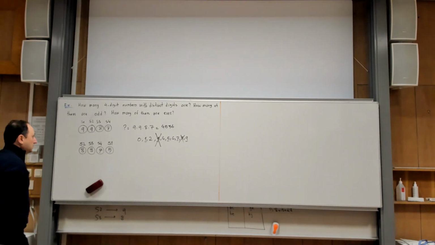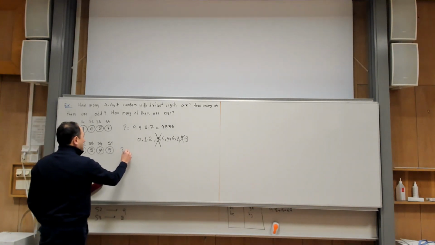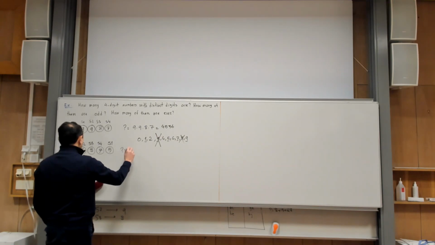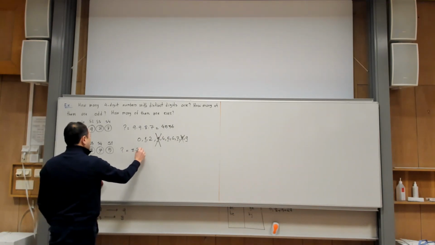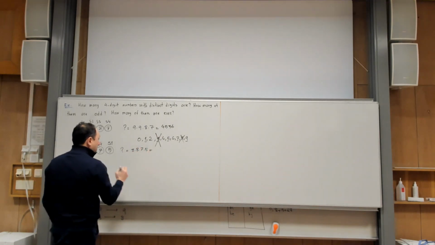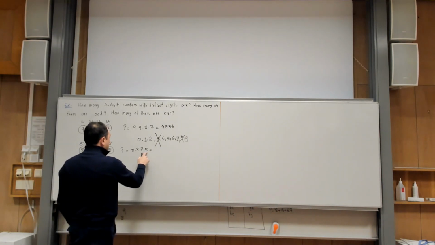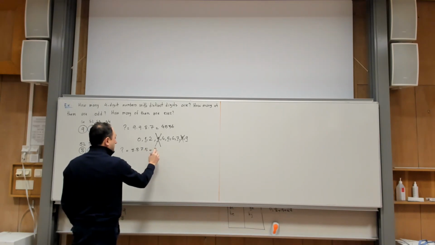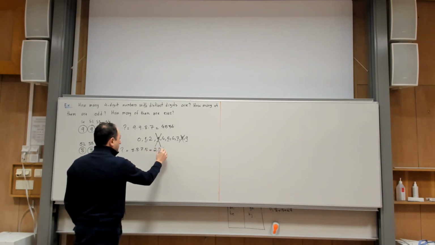And then, the answer to this problem is what? 8 times 8 times 7 times 5. So what would be the answer here? 40, 280, yes? 2240. What? 2,240. Yes, thank you.